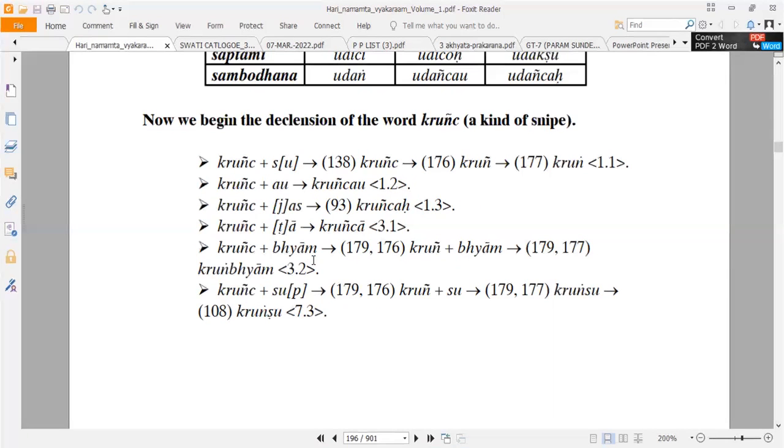Krung Bhihi, Krung Che, Krung Bhyam, Krung Bhya, Krung Chaha, Krung Cho, Krung Cham, Krung Chi, Krung Choho, Krung Shu. Ityadi. The screen got stuck.